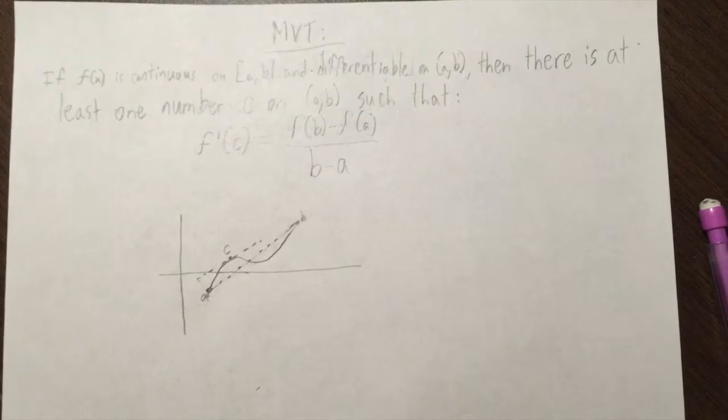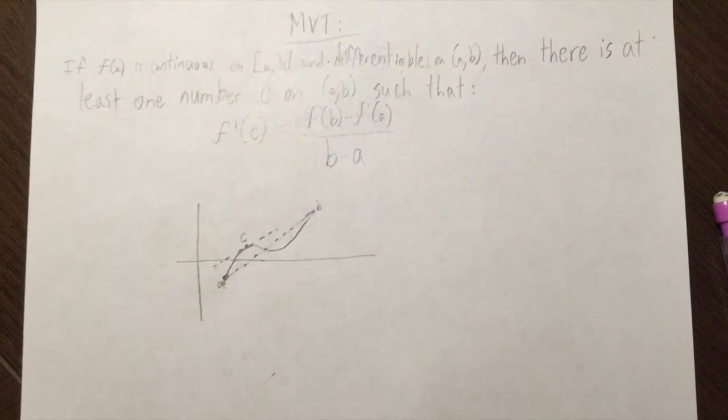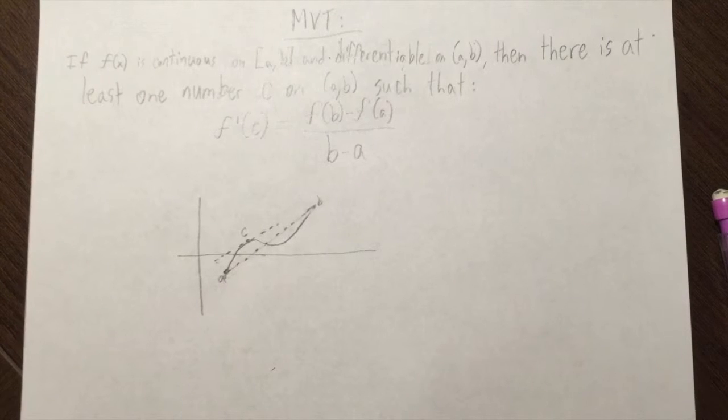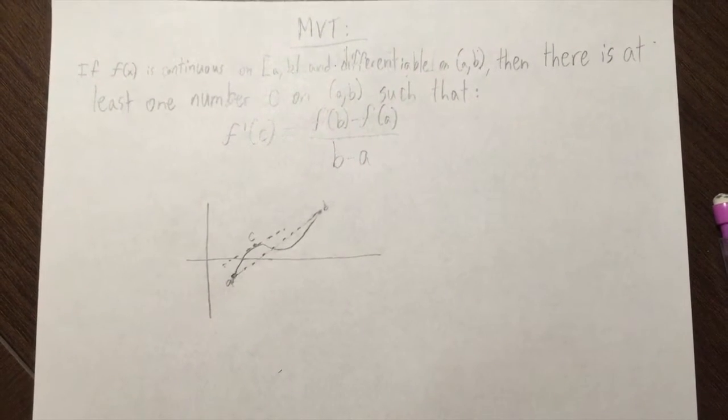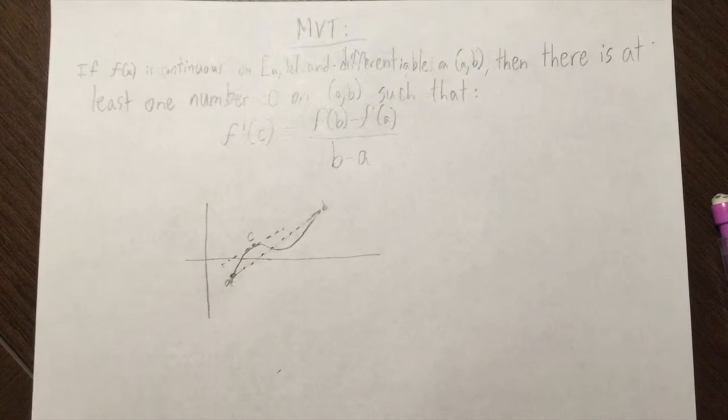And these kinds of problems come in handy when trying to find if a person went a certain speed or not over an interval. That's been the main use of it so far on the AP.